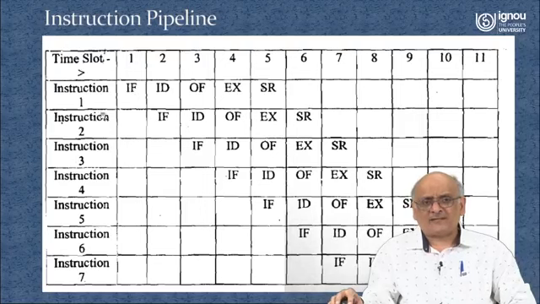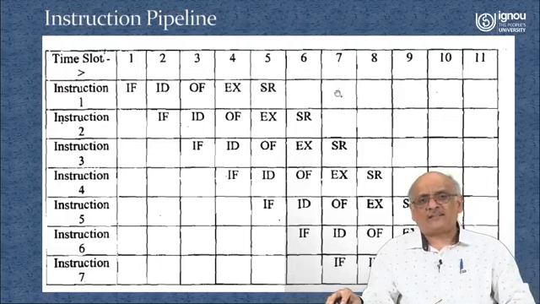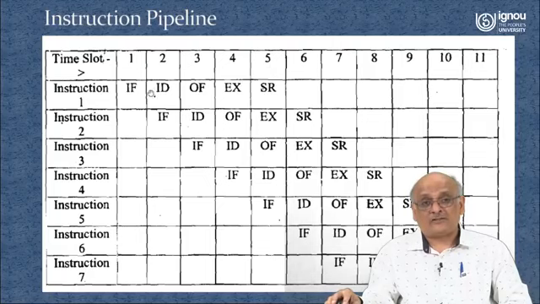If I have these 7 instructions and there are 5 steps, 5 time slots, and I'm executing all these instructions in a sequential manner, then 35 time slots will be required to execute all these 7 instructions. But how many time slots are required using this instruction pipeline? Only 11 slots.